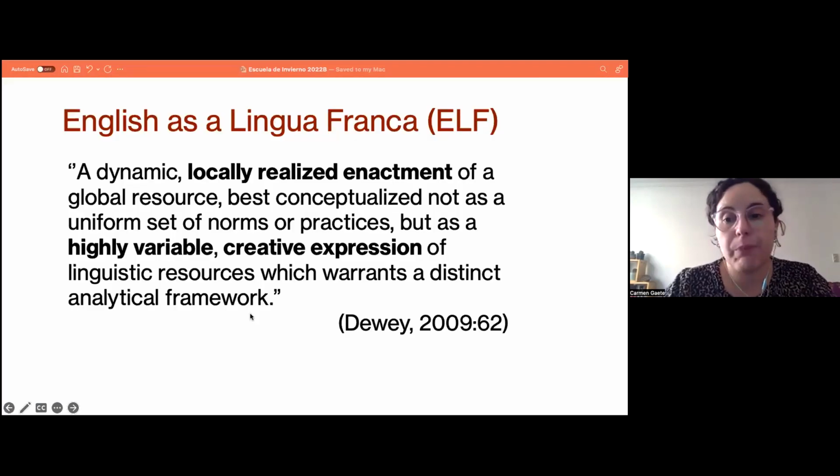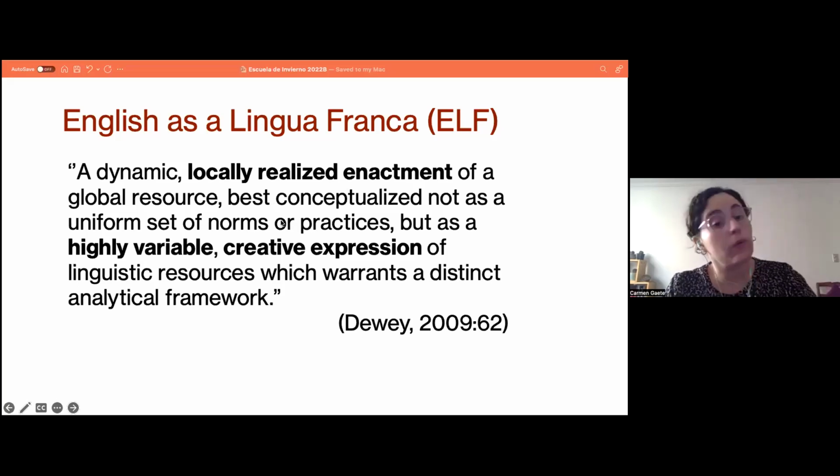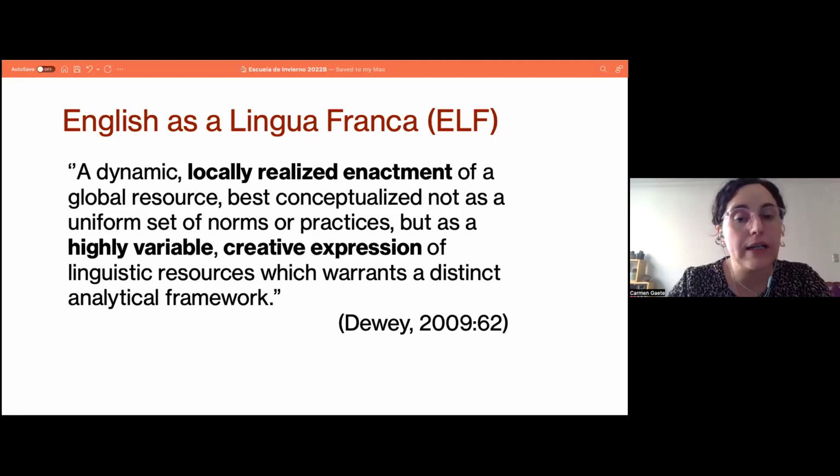Now, another important definition of English as a lingua franca is the one given by Martin Dewey, who says that English as a lingua franca, or ELF, is a dynamic, locally realized enactment of a global resource. Global resource, we're talking about English. Best conceptualized not as a universal set of norms or practices, but as highly variable creative expressions of linguistic resources, which warrants a distinct analytical framework. So there are many things in this definition, so we have to break it up a little bit.